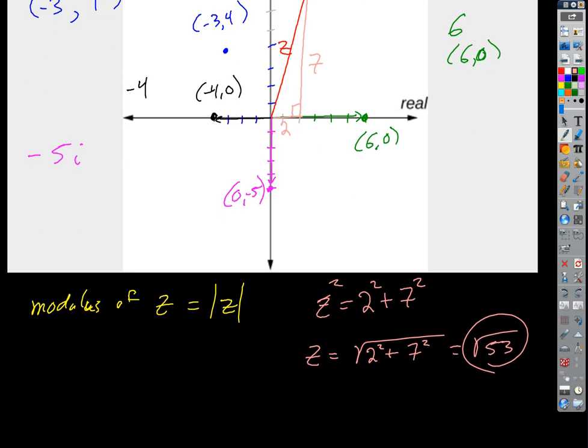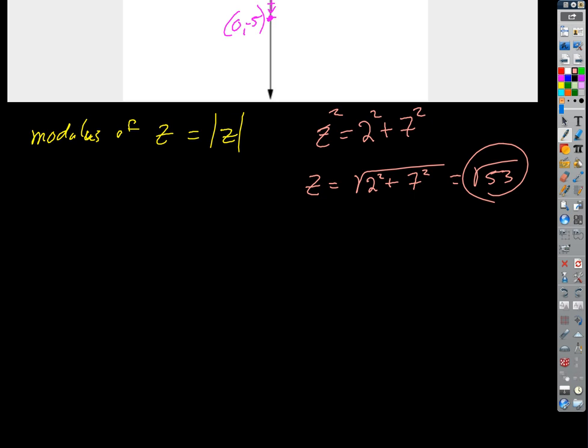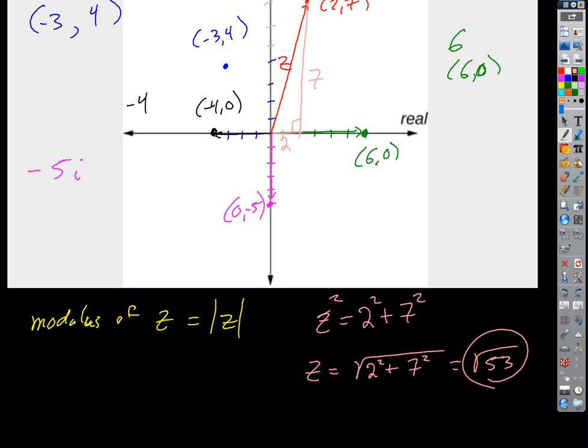Well, let's generalize that first. This time we're not going to pin it down to a specific number. Let's just take any complex number in standard form. So what if we take the number a plus bi? What are the coordinates of that complex number in the complex plane? Over a and up b, right?